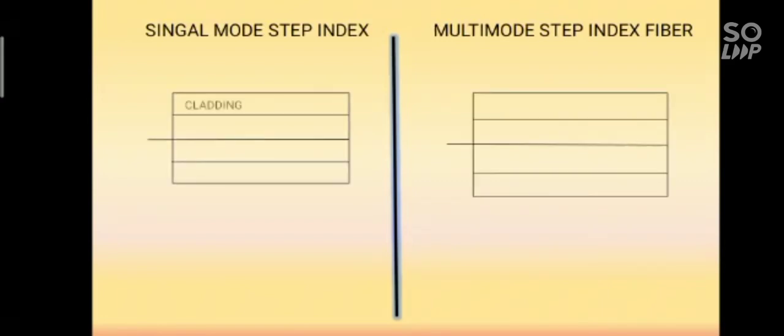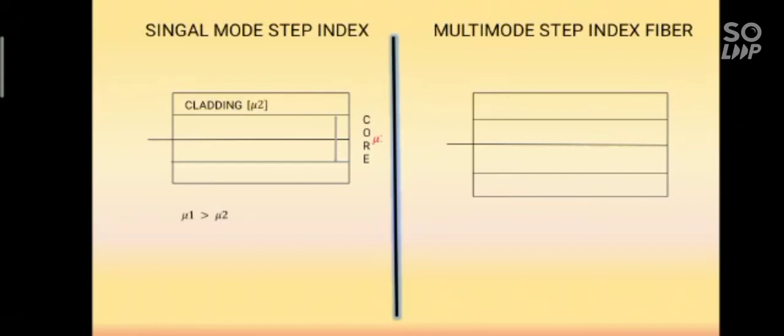Now we know step index fiber is again divided into two types. The first one is single mode step index fiber and the second one is multi-mode step index fiber. Let us see the difference between single mode and multi-mode step index fiber. As we know, the outer layer is the cladding and this one is the core. The core has refractive index mu1, the cladding has refractive index mu2. We know in the case of optical fiber, mu1 is greater than mu2.